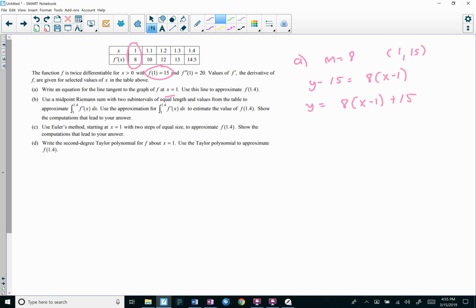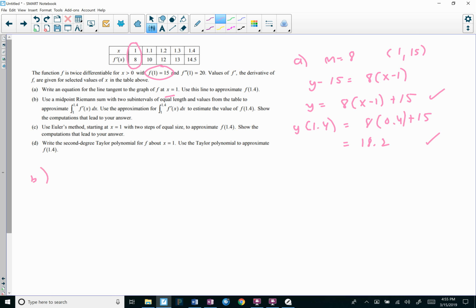Okay, so we've got that. Now it says use it to approximate y of 0.4, or f of 1.4. So plug in 1.4, I'll get 8 times 0.4 plus 15, which gives me 18.2 when I work that out. That's a 2. Part A was worth 2 points, one for the tangent line, one for the approximation.